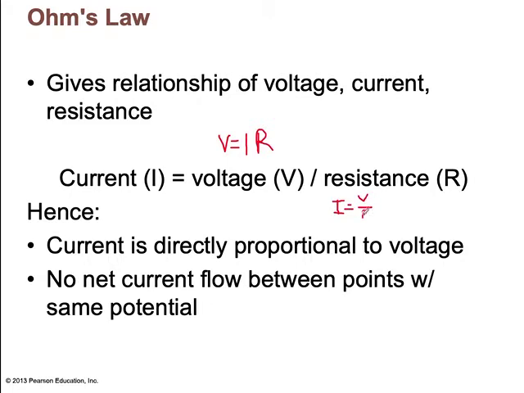So the higher the resistance, the less the current. The lower the resistance, the greater the current. The higher the voltage, the greater the current, and vice versa. Okay. So this is very much like fluid flow. You'll see something similar to this when you get to the circulatory system, where flow is equal to the difference in pressures over the resistance. Okay.